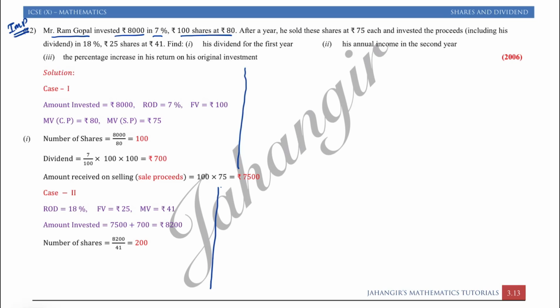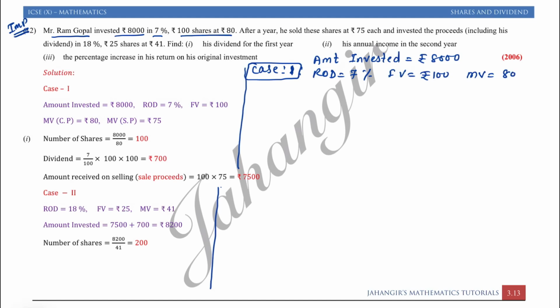The first information says that Ram Gopal, in case 1, because here we have two companies, so we will write first case. In the first case, the amount invested is rupees 8,000. Rate of dividend is 7%. Face value is rupees 100 and market value is rupees 80.